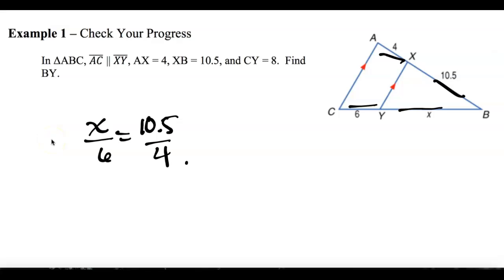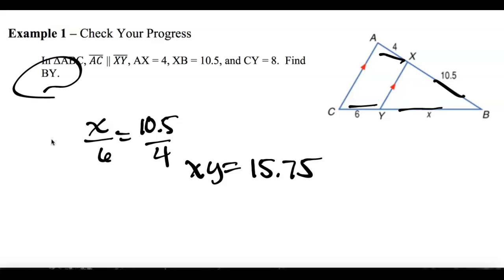And we get x is equal to 15.75. Again, make sure you go back and check. It's asking for BY. So BY, again, is just the x value, so it's just 15.75.